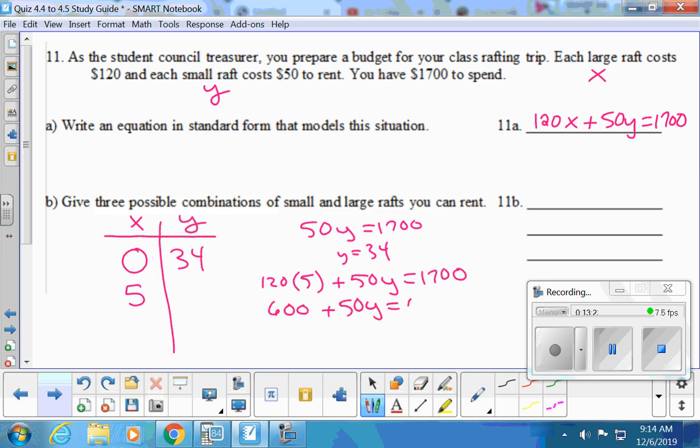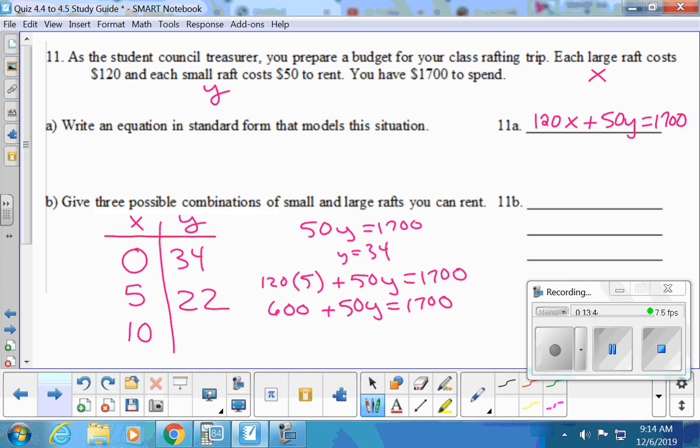Maybe we should go with multiples of 5. So maybe we should try like 10 next. I would do 1,700, subtract the 600, and then divide by 50. Did you get 22? Awesome. I was thinking try 10, because maybe multiples of 5 will work, because that'll make this number end with a 0. So let's try 10 here.